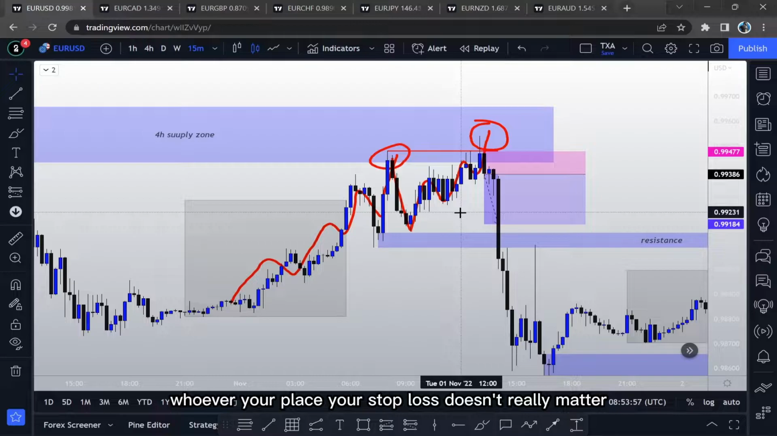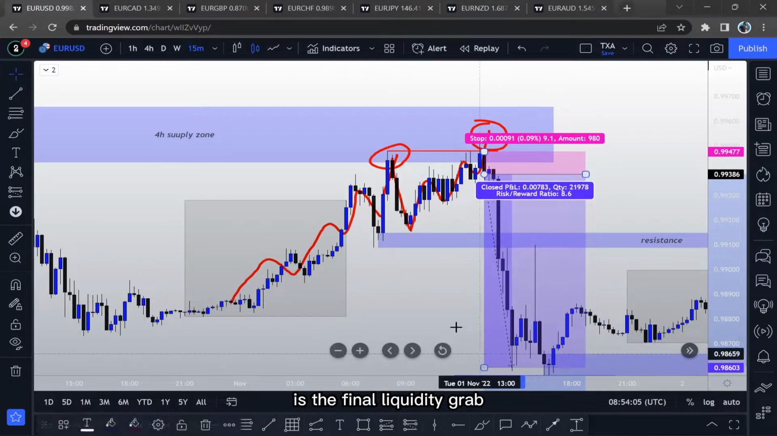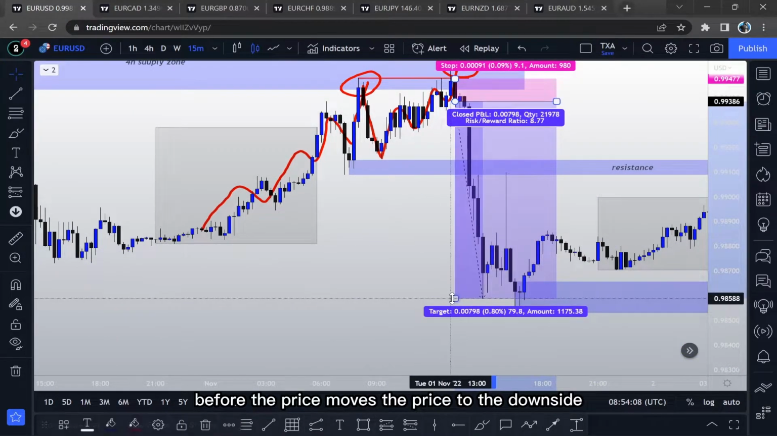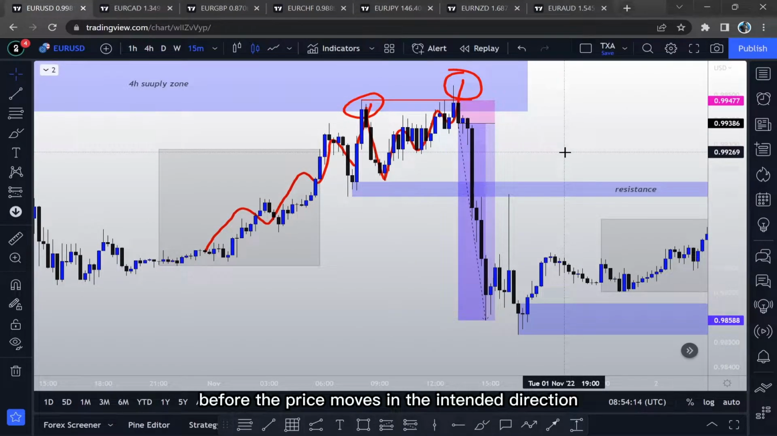Wherever you place the stop loss doesn't even matter, because this final stop hunt of this swing high is the final liquidity grab before the price moves to the downside. It's the final liquidity grab before the price moves in the intended direction.